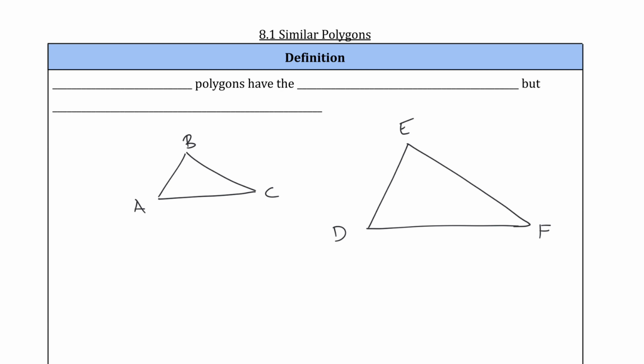Let's begin with the definition. Similar polygons have the same shape but different sizes.